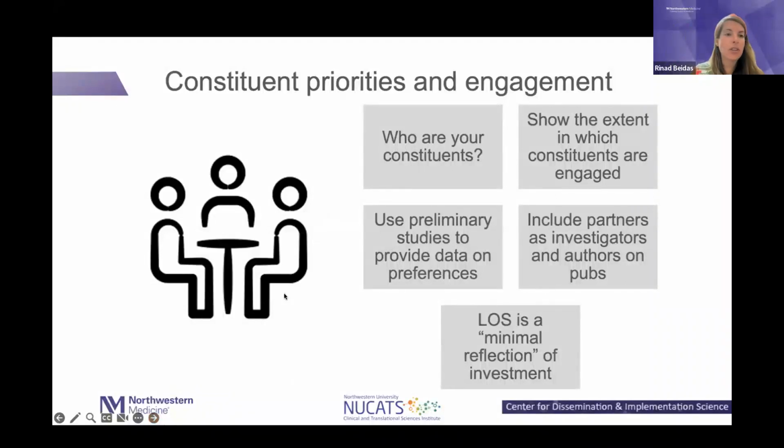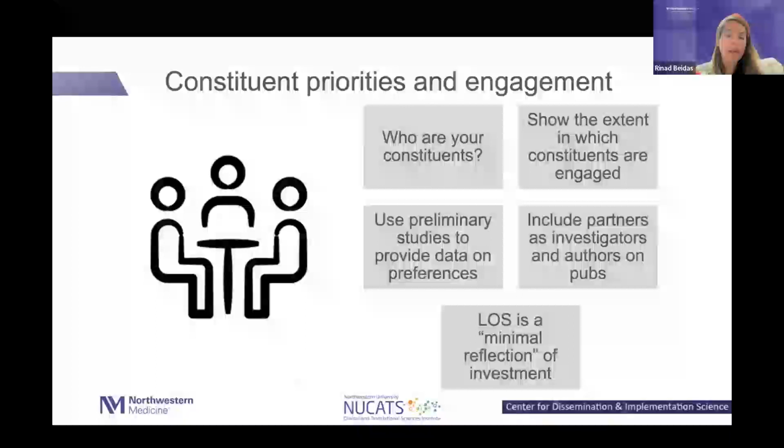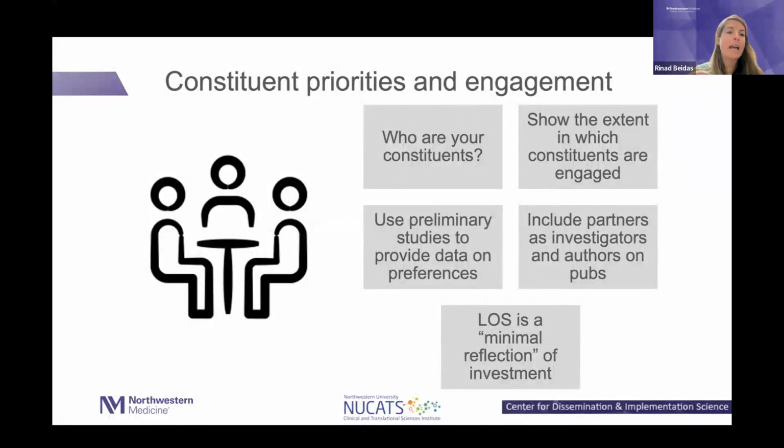Next, you need to ensure that you are really demonstrating that the work that you're doing aligns with constituent priorities and engagement. So first, you need to determine who are your constituents and who might be impacted by the implementation of your thing. So you want to show that you've had that thought process. And then you want to show that they're already engaged and that it's not a situation where you think this is a good idea, but the people who are actually going to be impacted haven't weighed in.